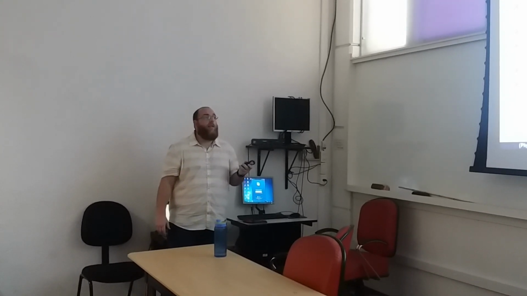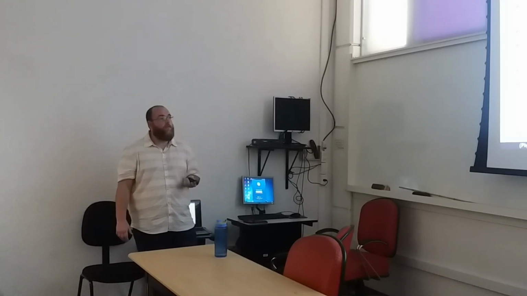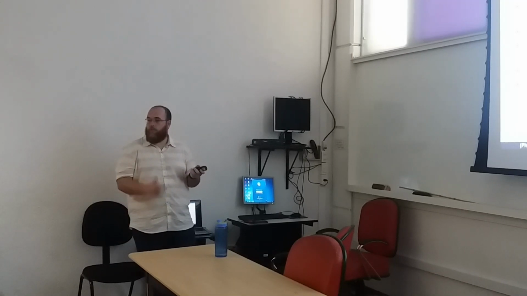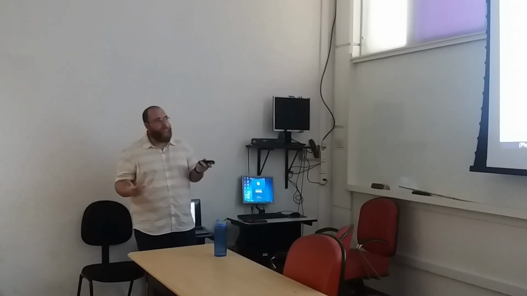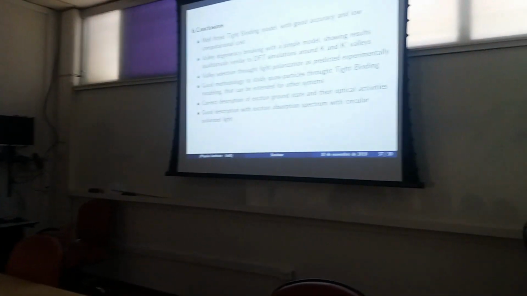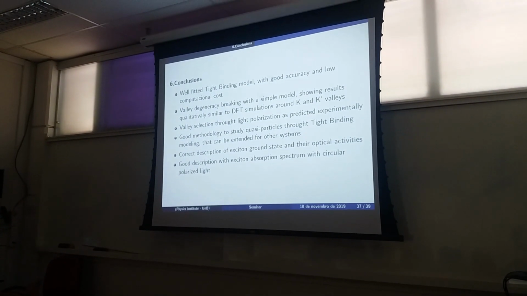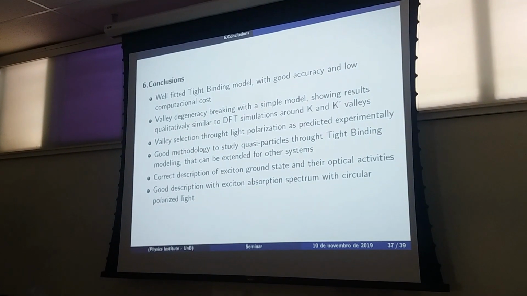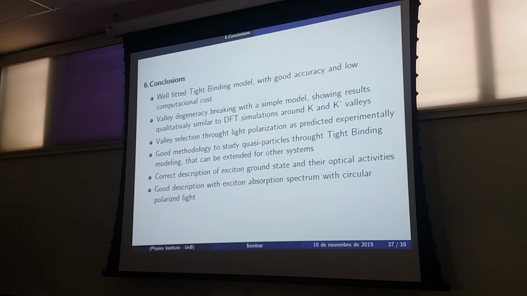I can show the valley selection by light polarization. That's very important because, using excitons, these are the first results using tight binding modeling that show this. Other researchers avoided showing it using circularly polarized light. This happens because when I try to use the other tight binding models, they have some problems, and we need to put in a small term related to a small magnetization to correct the wave function and obtain results that agree with experimental data. So we can show a good methodology to study quasi-particles with the tight binding method.